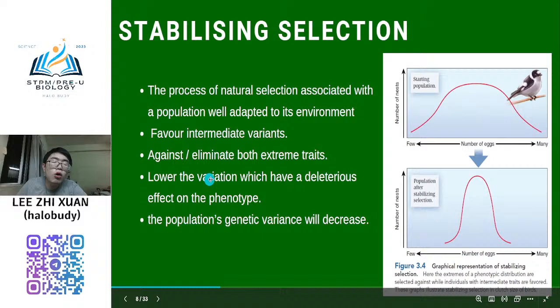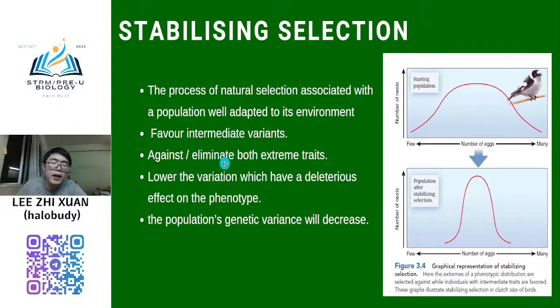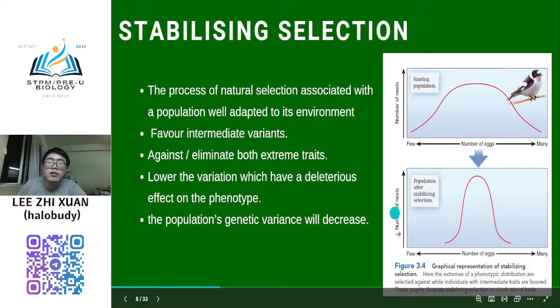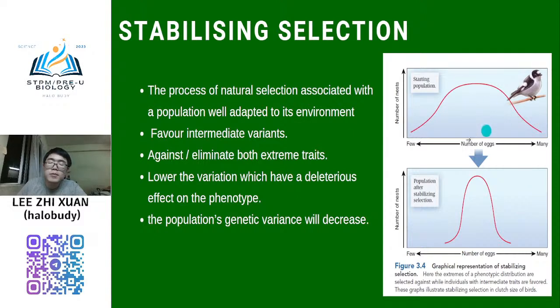So it will lower the variation, or eliminate both extreme traits. It will not have the extreme trait. So for the number of eggs, there is no bird that can reproduce many eggs, and also none that reproduce few eggs. All of them will reproduce in the intermediate, normal range.